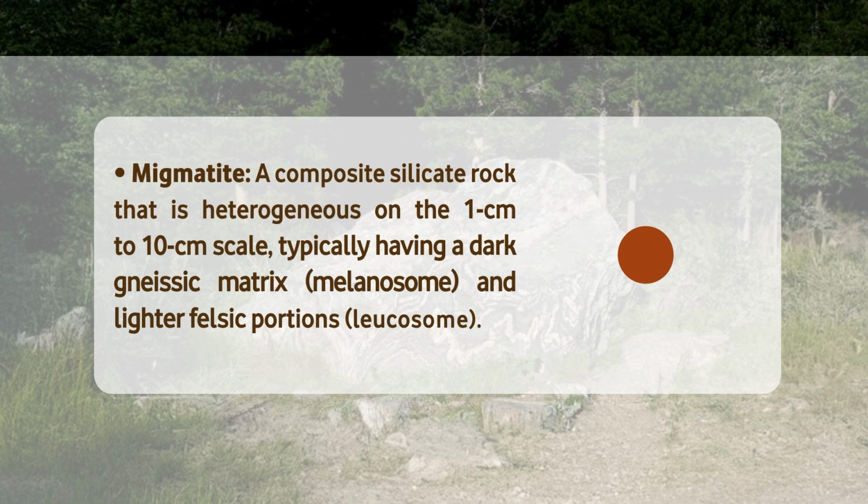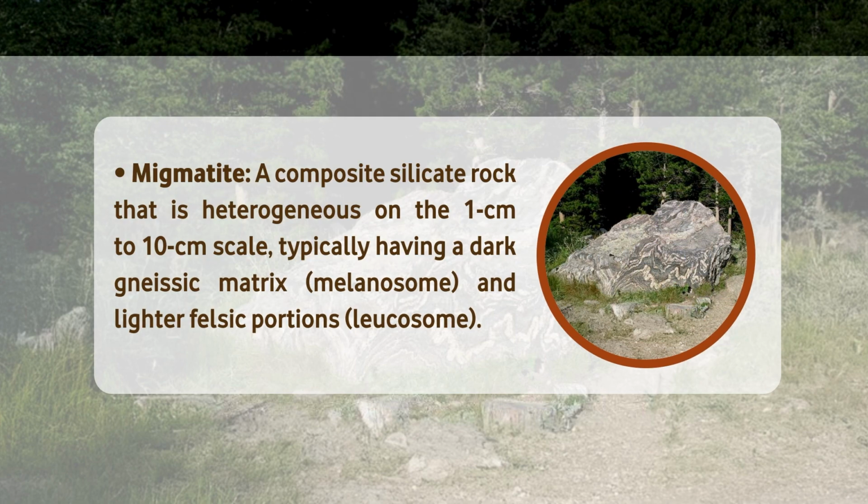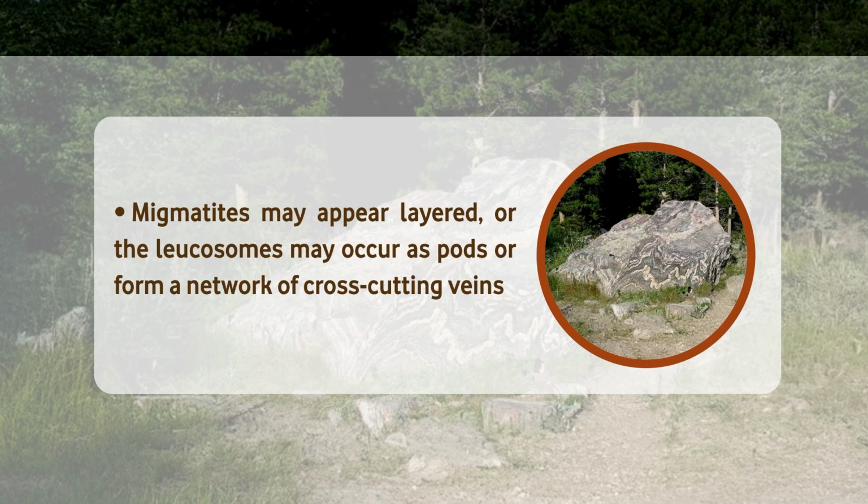Then we have migmatites. This is a composite silicate rock that is heterogeneous on a 1 to 10 centimeter scale, typically having a dark gneissic matrix, melanosome, and lighter felsic portions, leucosome. Migmatites appear to be layered, or the leucosomes may occur as pods or form a network of cross-cutting veins.